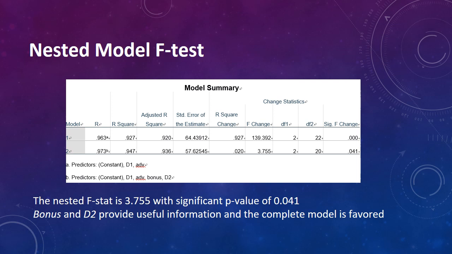Here is the result of the nested model F-test. The nested F statistic is 3.755, which is significant because its p-value is very small. So this means bonus and D2 indeed provide useful information, and they should not be removed, and the complete model is favored.